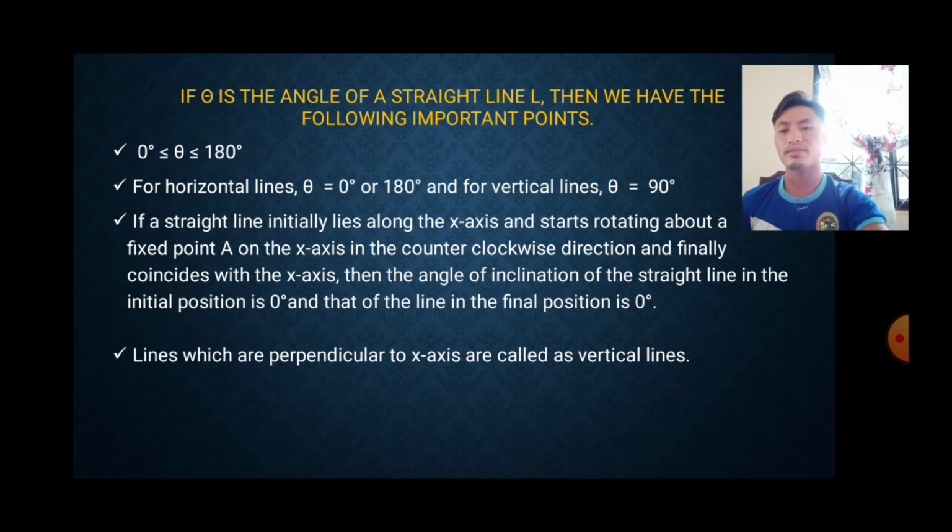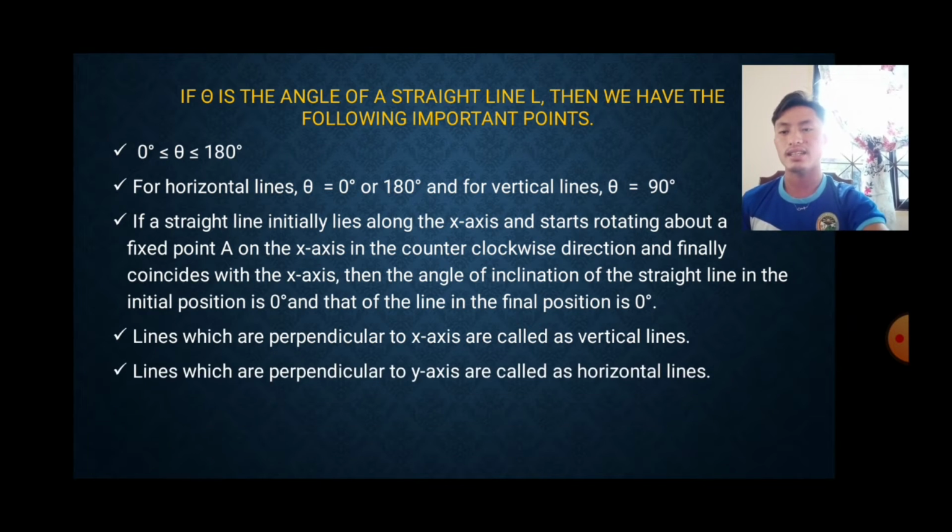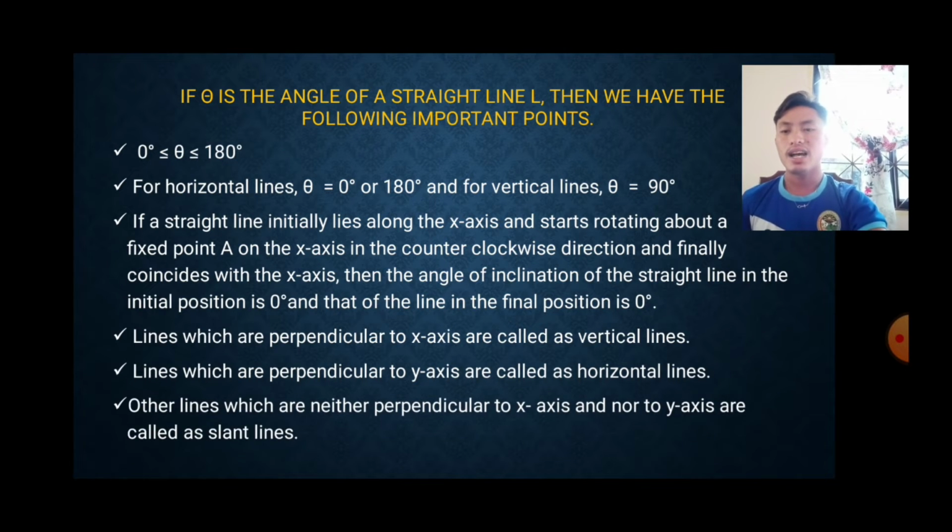180 degrees. Lines which are perpendicular to the x-axis are called vertical lines, and lines which are perpendicular to the y-axis are called horizontal lines. Other lines which are neither perpendicular to the x-axis nor to the y-axis are called slant lines.